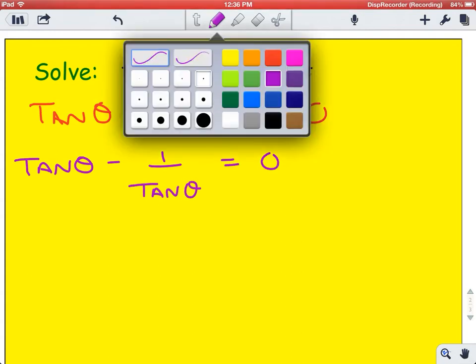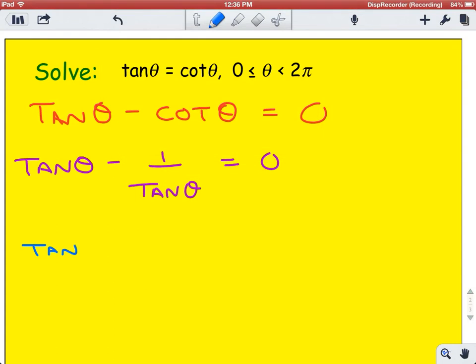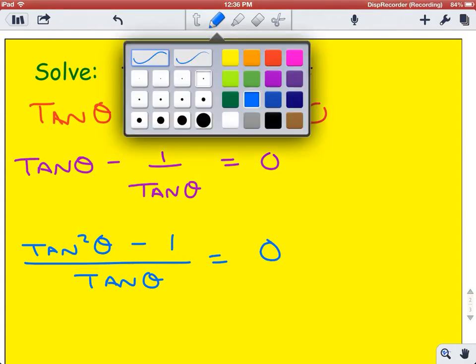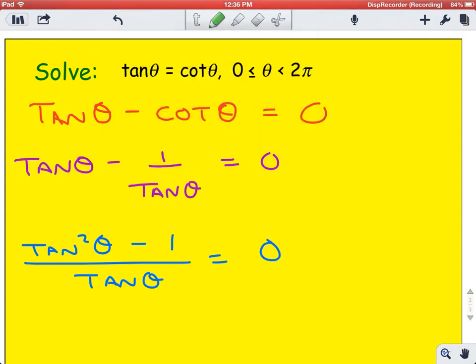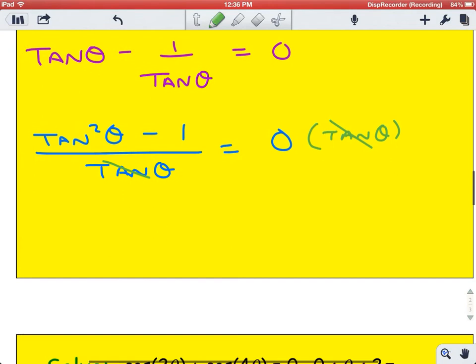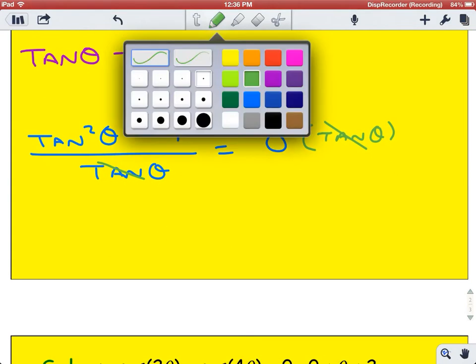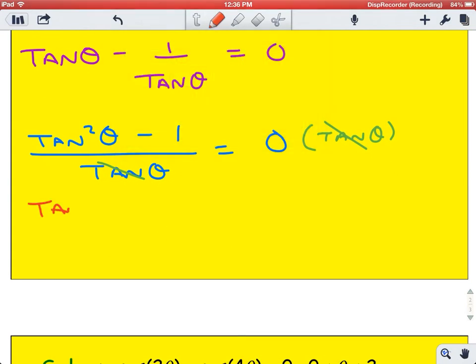And then I'll get a common denominator. So it'll be tan squared minus 1 all over tan equals 0. And here's the nice thing. Here's something you can do in algebra. So if I were to multiply, for example, both sides by tan theta, it would just cancel out because 0 times anything is 0. So I can actually simplify this problem pretty well. And that's what the problem basically simplifies to.